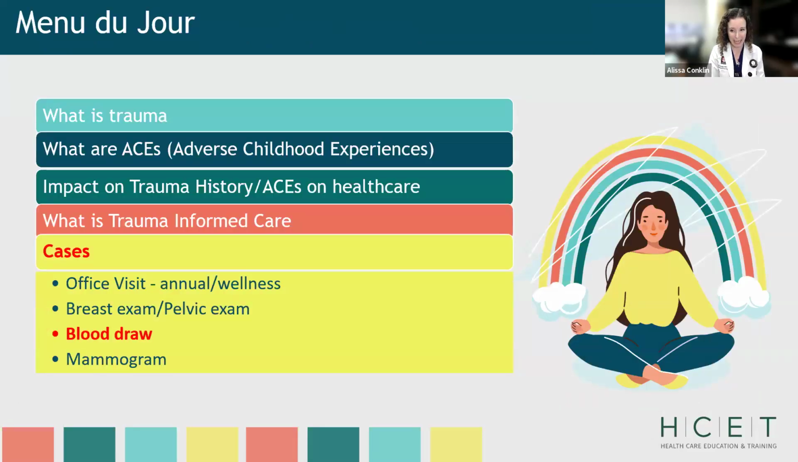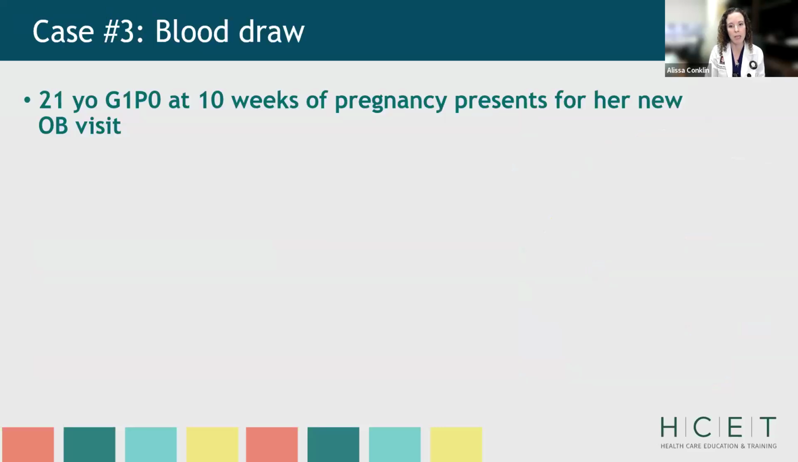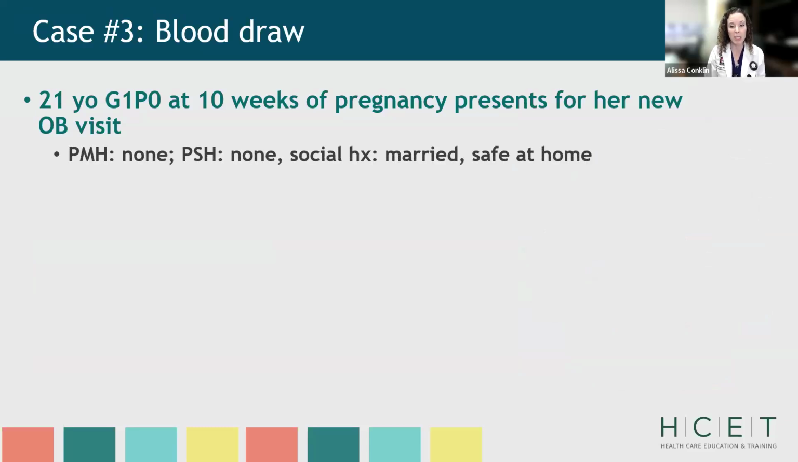Okay, moving on to our third case, getting blood drawn. Maybe in your clinic space, you have a phlebotomist, maybe you don't, but as we all know, because we have all likely been a patient needing to get our own blood drawn, this is a common necessity in healthcare and also a common source of pain. So we have a 21-year-old G1, meaning her first pregnancy, and she is 10 weeks pregnant, presenting for her first OB visit. Her history is pretty insignificant.